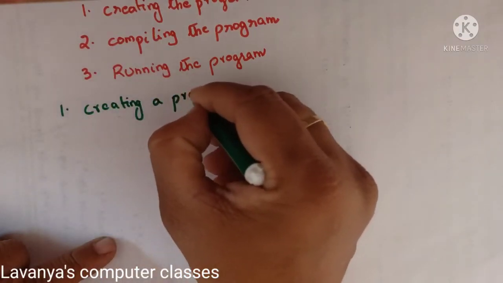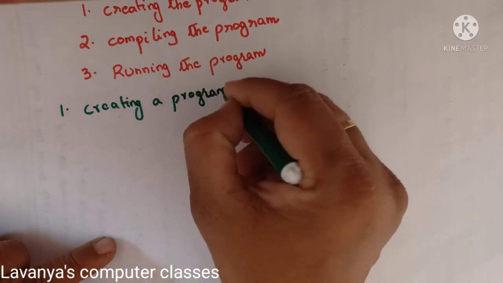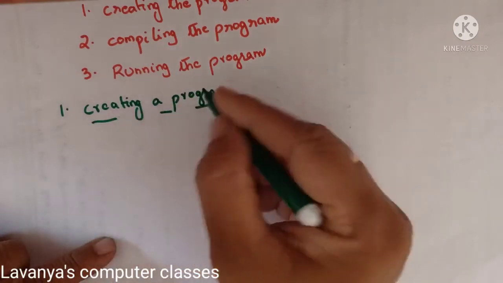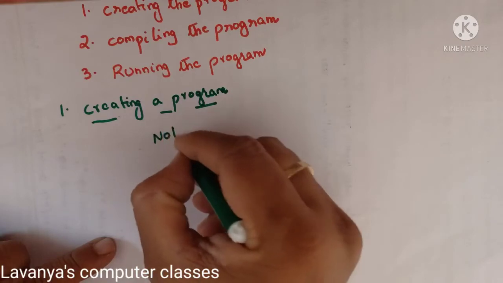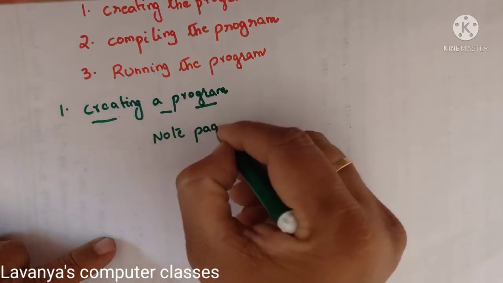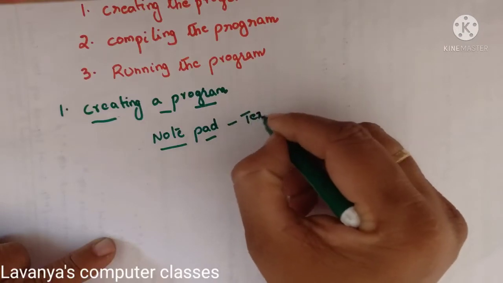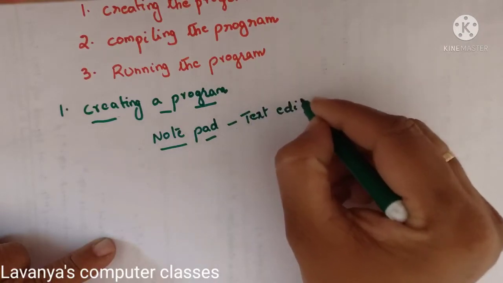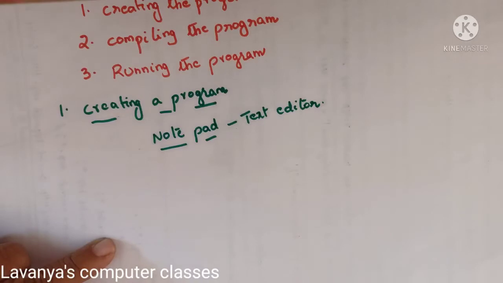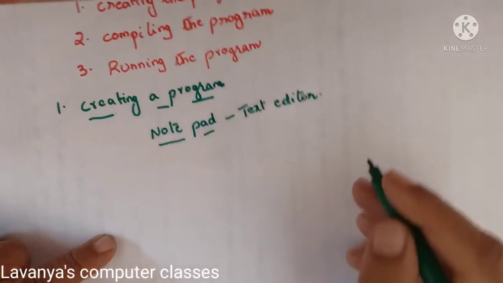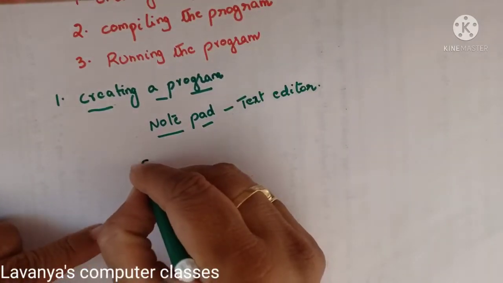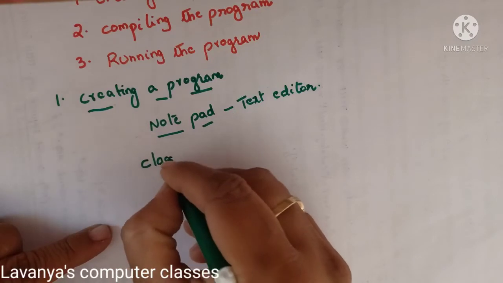For creating a Java program, we take any text editor. Mostly we take the text editor Notepad. Open the Notepad and write the program in that Notepad. That is known as a text editor. Take any text editor. In the text editor, type the program, whatever the program you want to implement.